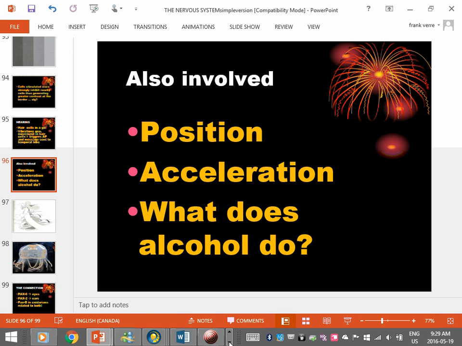Okay. Anyway, so I just wanted to show you some examples of like different neurons and how they get triggered. Okay.